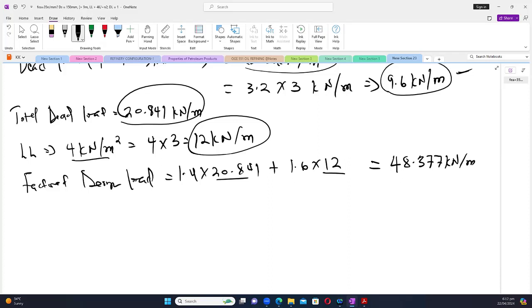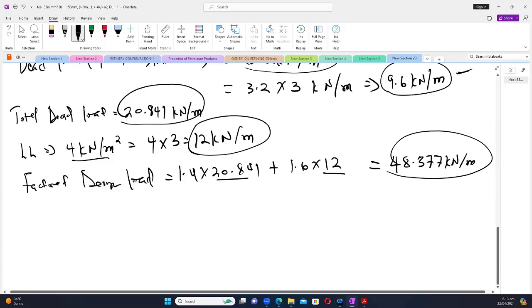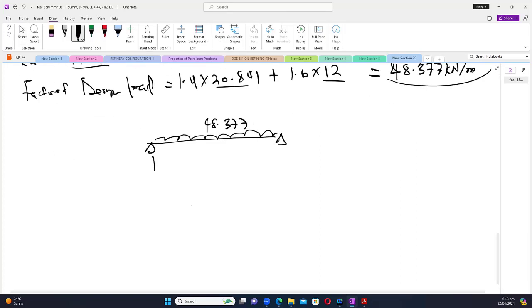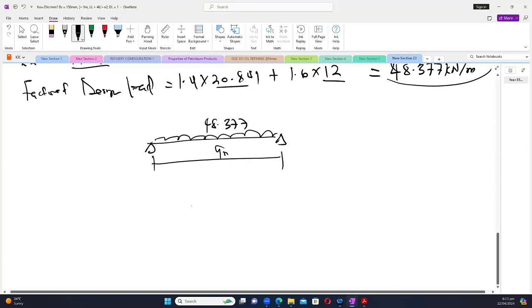So we are going to design the beam. We now have a simply supported beam and the load on it. We now know what is happening. You know what I'm doing. So 48.377, and this is 9 meters apart.